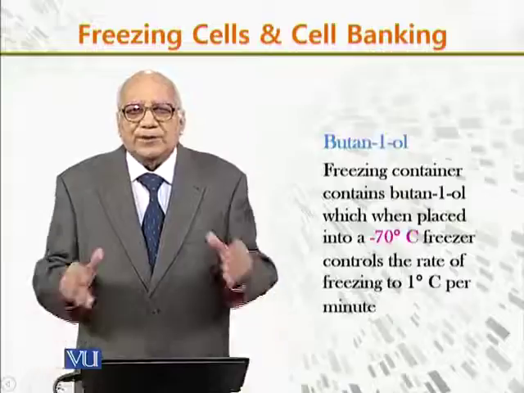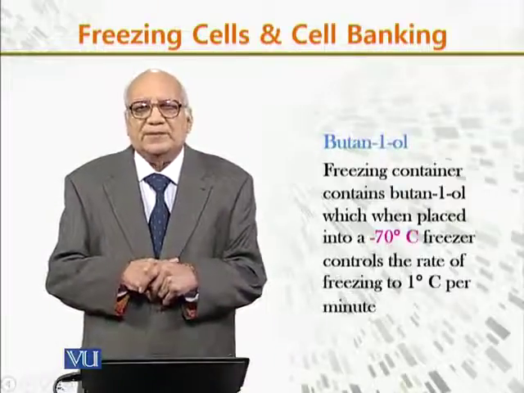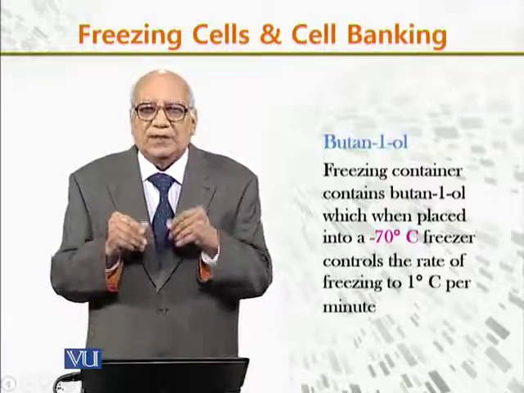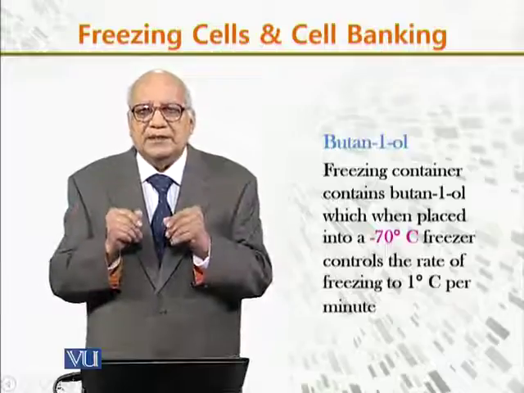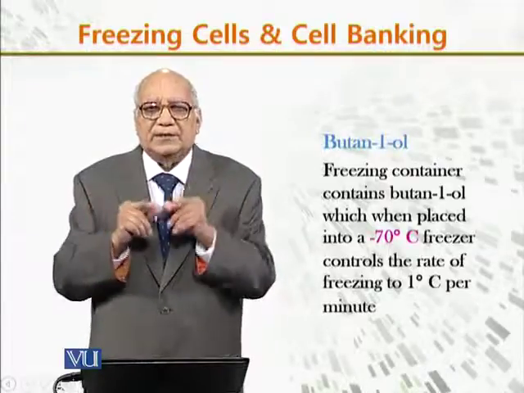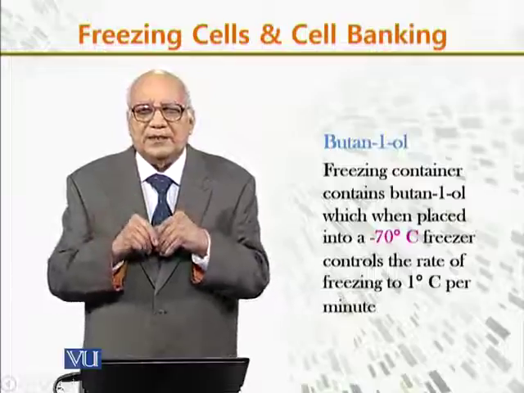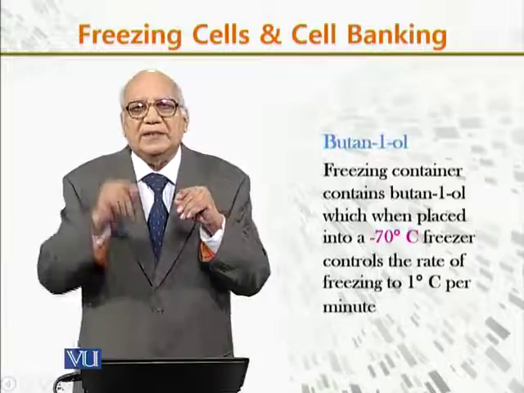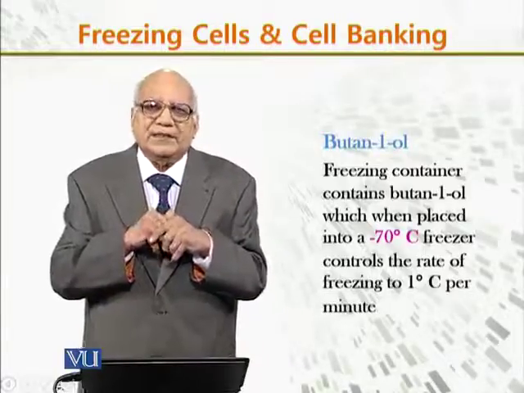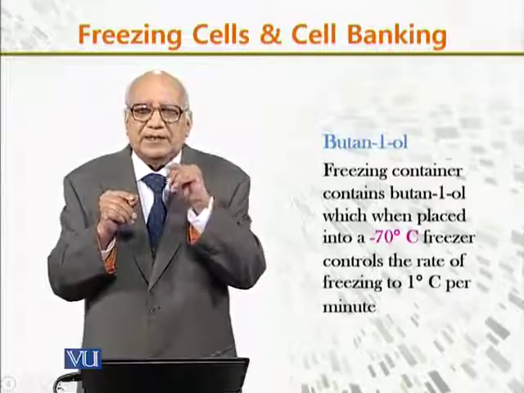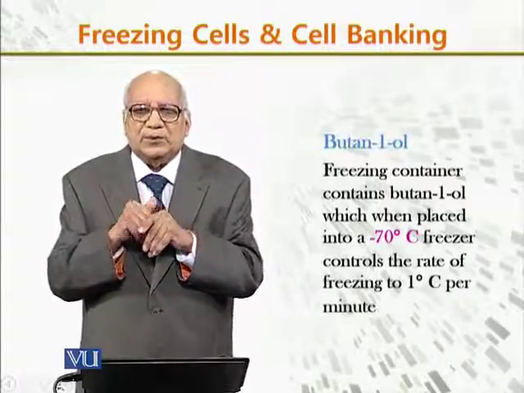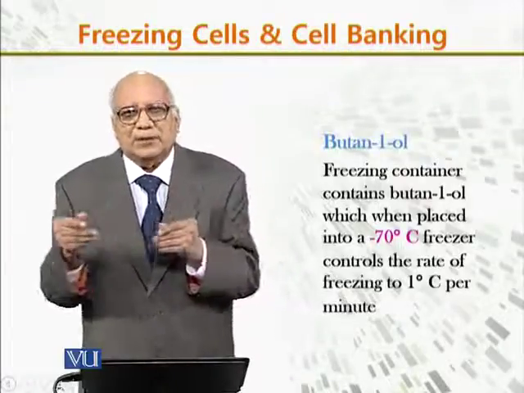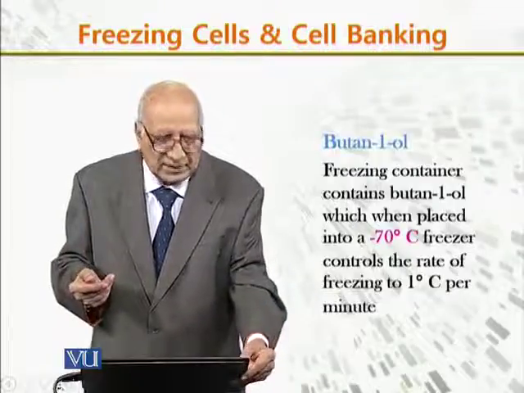Now, what are the freezing containers? Freezing containers contain butan-1-ol, which, when placed into a minus 70 degree centigrade freezer, controls the rate of freezing to 1 degree centigrade per minute. That is the control of the temperature, freezing 1 degree centigrade per minute. It controls the rate of freezing. It is not immediately frozen, where the whole cell structure would be destroyed.